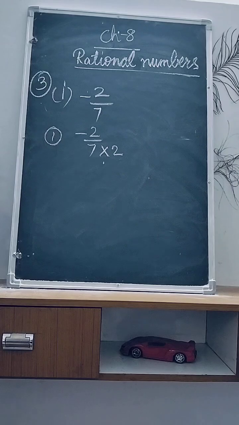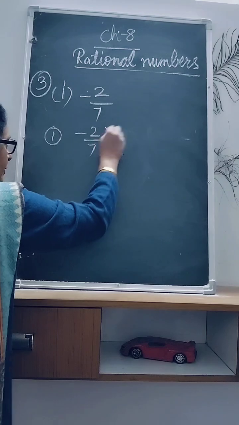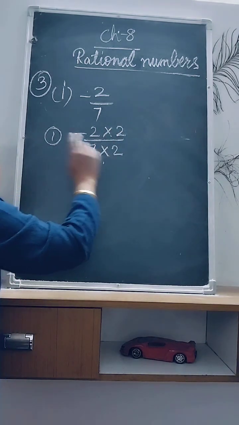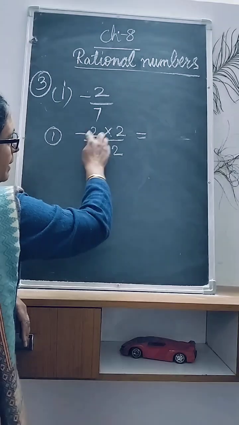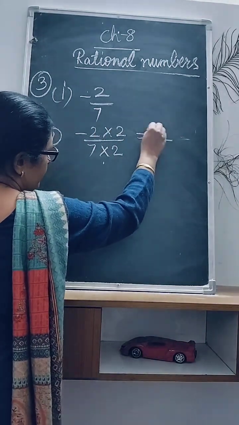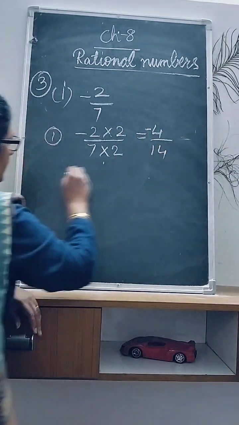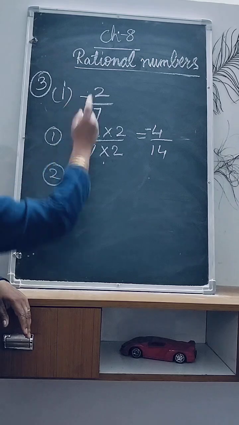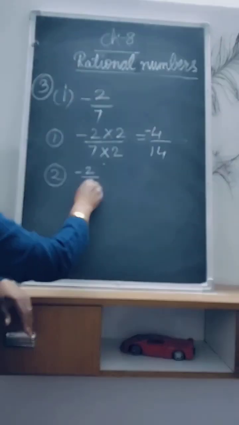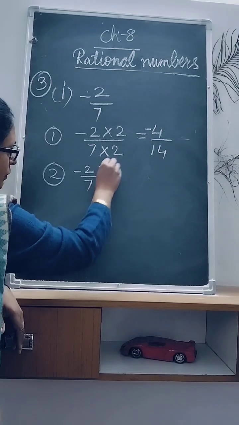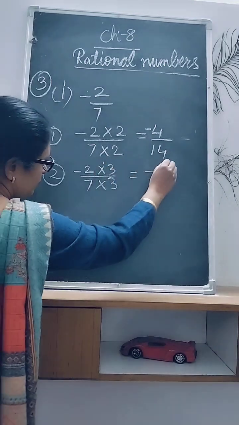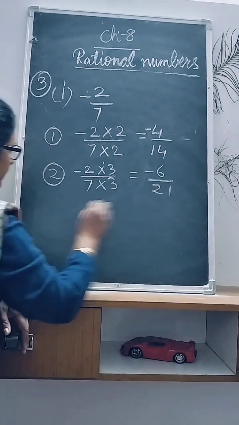Suppose in the exam it is written, write down the first 4 rational numbers, then we will start with 2. We will multiply both the numerator and denominator with 2. Minus 2 into 2 is 4, so minus 4 upon 14. For the second rational number, again you will write down the same rational number, and now we will multiply both numerator and denominator with 3. So we will get the next.